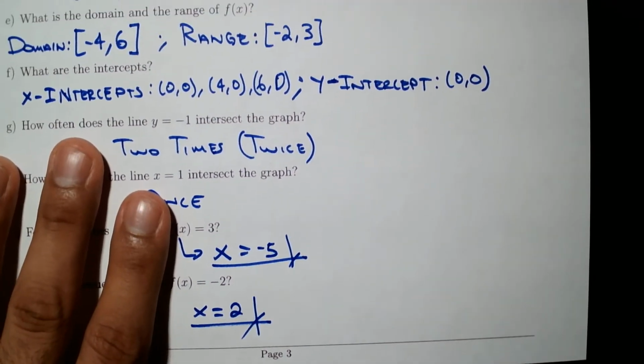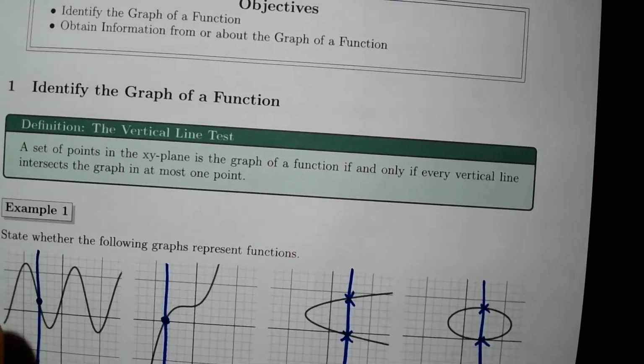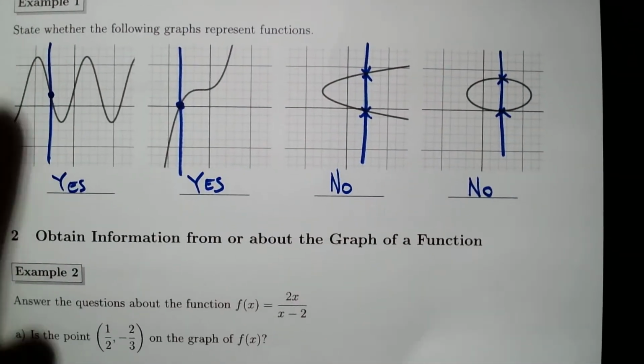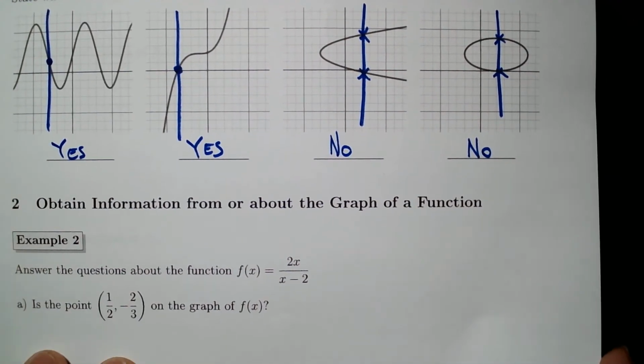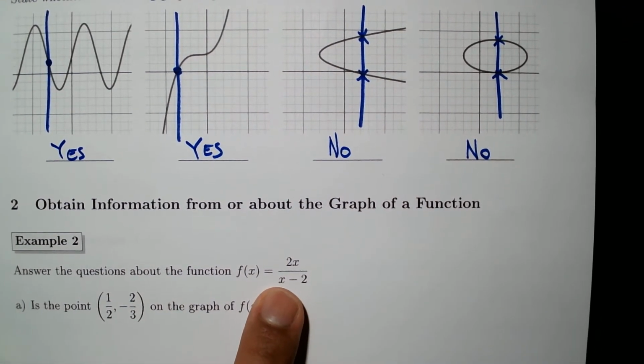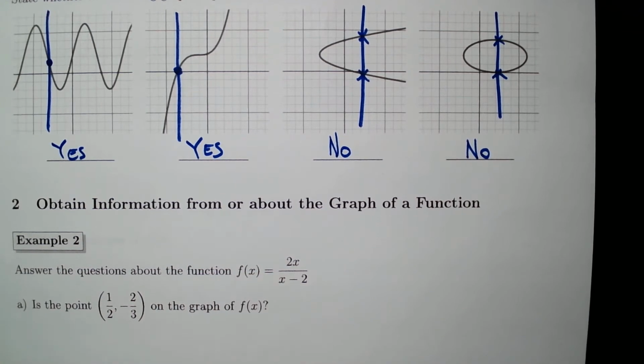Alright, let's go back to the first page again. So in this case, we are given a function. We are going to obtain information but from an explicit function. So we're given the function f of x equals 2x over x minus 2. The question is, is the point 1/2 comma -2/3 on the graph of f of x?